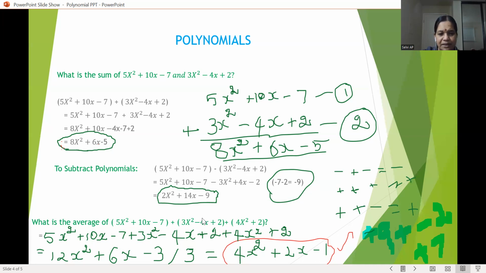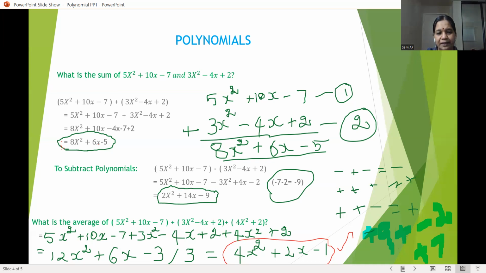Okay, first step. Second step, you have to calculate the average value. So how do you calculate average? You have to add everything, then you have to divide it by the number of terms. Here how many terms are there? 3 terms are there. So we are going to divide by 3. So here in 3 terms, 2 terms are trinomial, one term is binomial equation.